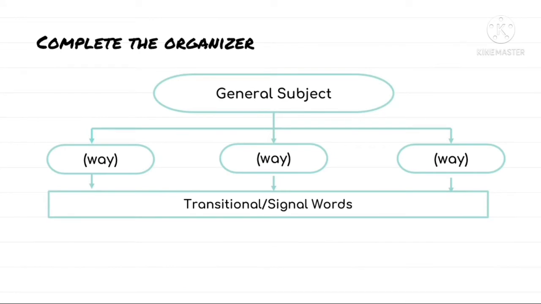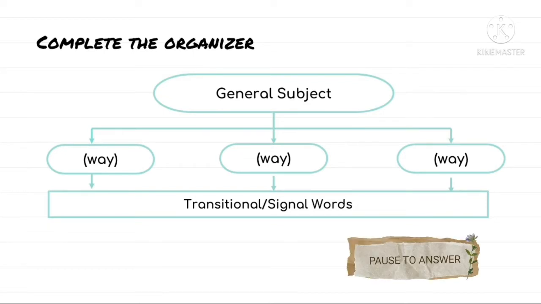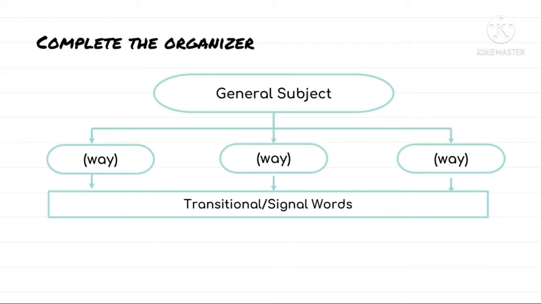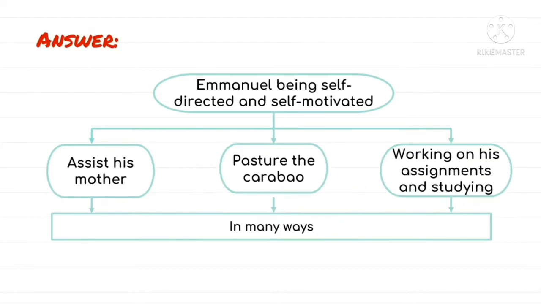Complete the organizer using the previous paragraph. You need to indicate the general subject, the 3 ways, and the transitional or signal words used in the paragraph. The main subject of the paragraph is Emmanuel being self-directed and self-motivated. He shows it by assisting his mother, pasturing the carabao, and working on his assignments and studying. The transition or signal words used is in many ways.